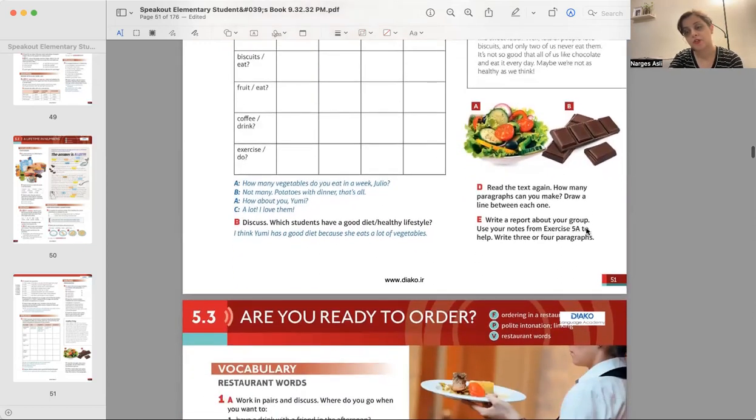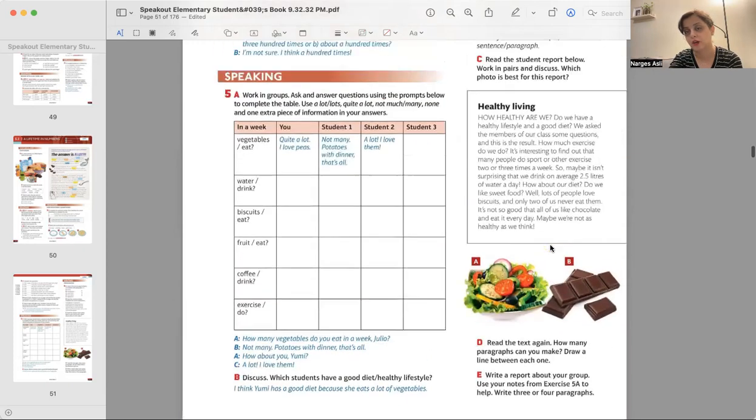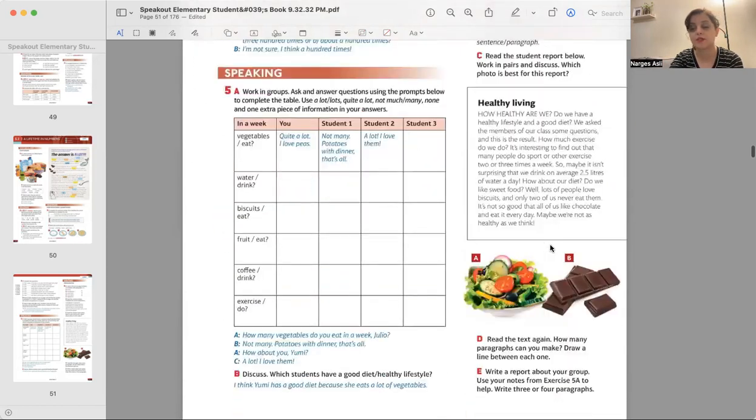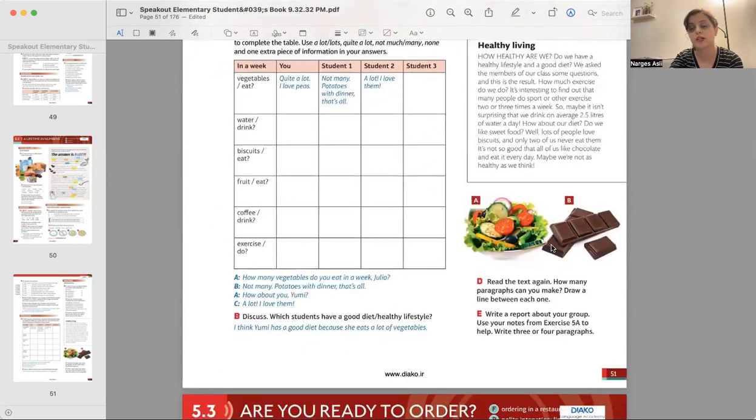Write a report about your group. Use notes from exercise 5A to help write 3 or 4 paragraphs. It says write about your lifestyle, about your group, and write 3 or 4 paragraphs. That means several sentences in each paragraph, and in each paragraph say your own specific topic.